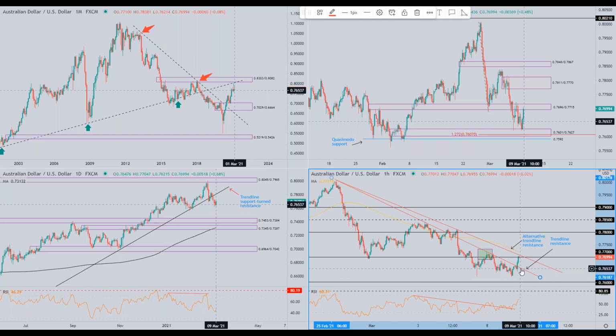So now we've broken this trend line resistance, and as I said, we're now testing this area here. Given we're at supply and we have direction on the higher time frames, this could potentially be an area we see sellers make an entrance.